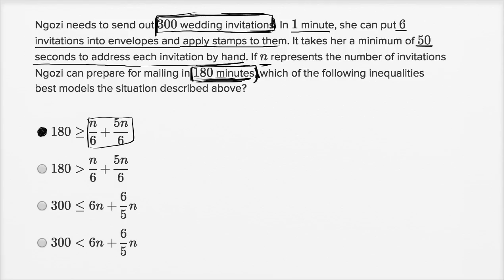So let's see, in 1 minute, she can put 6 invitations into envelopes. So for any one invitation, how much time would she spend sticking it into an envelope and applying stamps? Well, she's going to spend 1/6 of a minute. I'm going to do everything in minutes because these look like they're in minutes right over here. 1/6 of a minute putting any one invitation into an envelope and putting stamps on it.